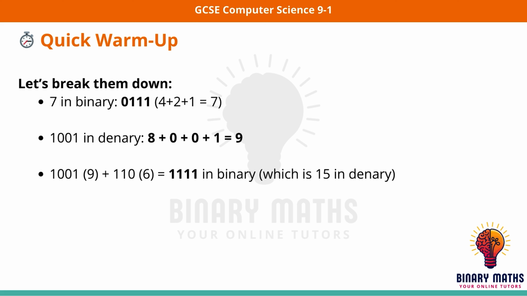Question 2. So 1001 in denary is 9. That's one 8, no 4s, no 2s, and one lot of 1. Adding 1001, which would be 9, and 110, which would be 6, will give us 1111 in binary and 15 in denary. Now remember, binary addition works like denary, but you only use zeros and ones.